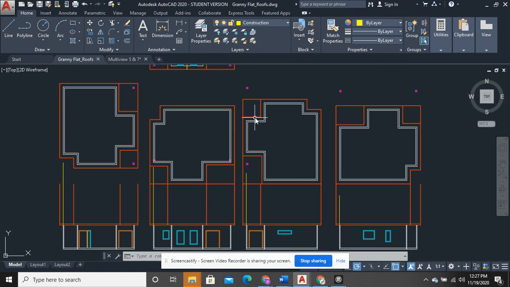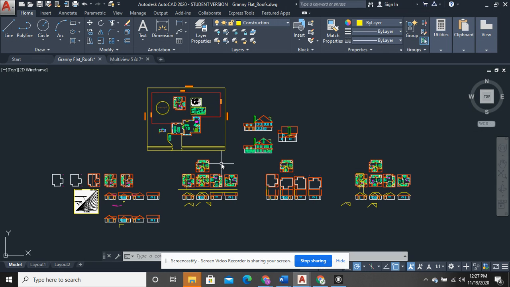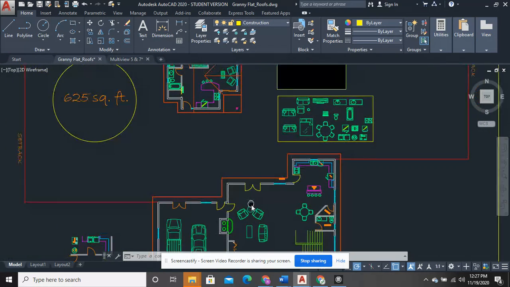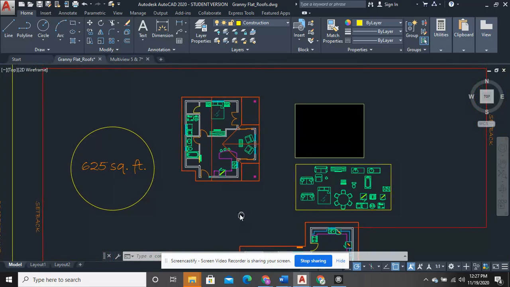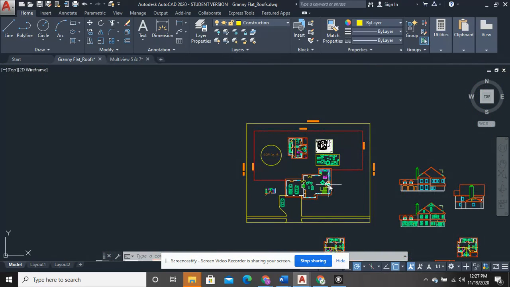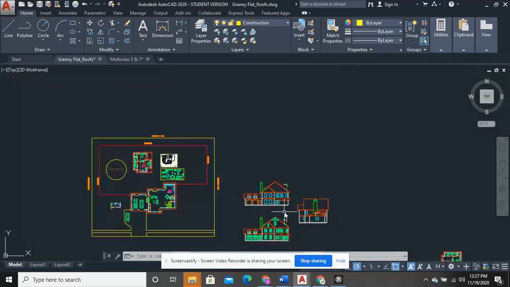All right, so here's our hip roof video. If I look at this project again, we're doing a little granny flat or guest house that's going to go in the yard of this house. This is the house that's existing. You can see it is all gable roofs.